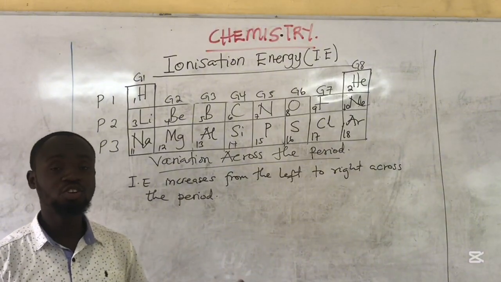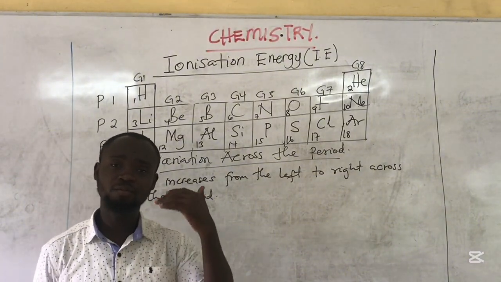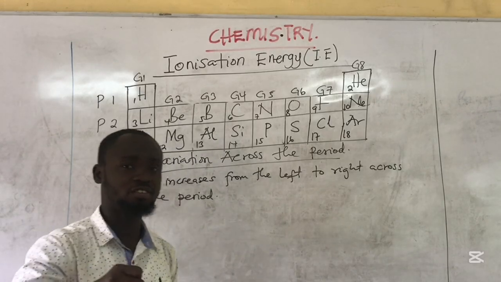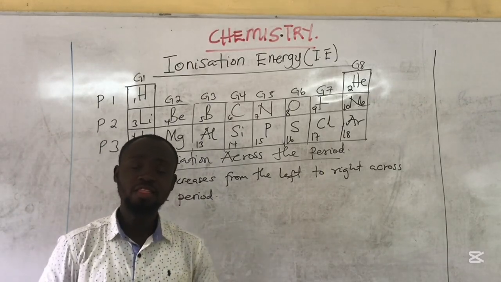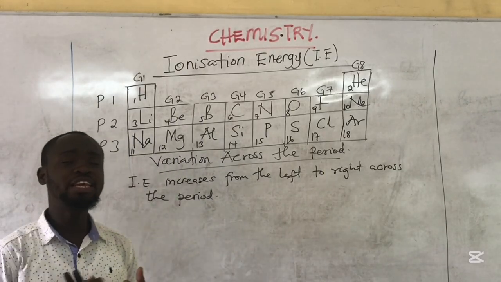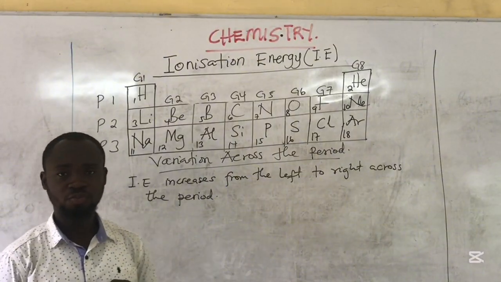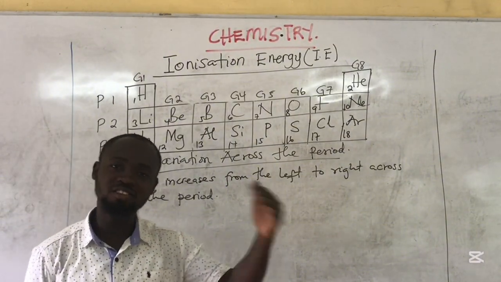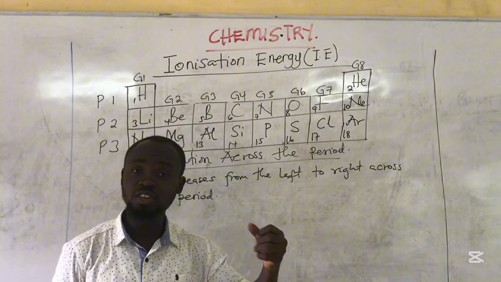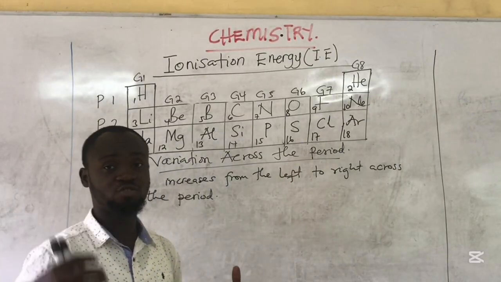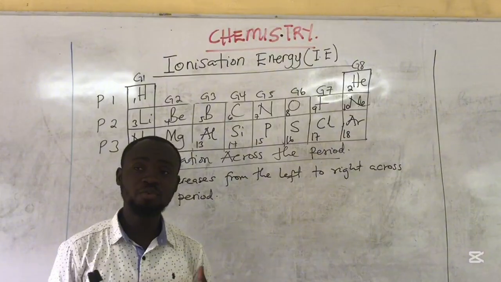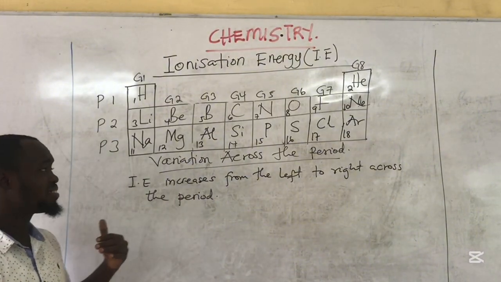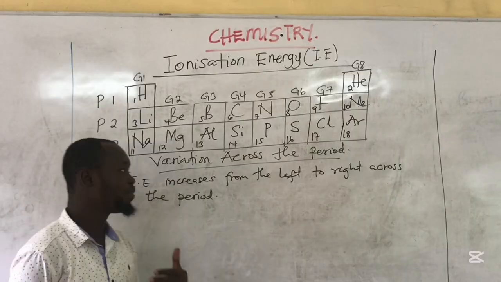And the reason is what? Due to an increase in nuclear attraction, which increases the effective nuclear attraction for the valence electron. Therefore, more energy will be needed to remove an electron. Is that okay? More energy will be needed to overcome the effective nuclear attraction that is coming from the protons in the nucleus for the valence electron. That is the reason why ionization energy generally increases across the period.